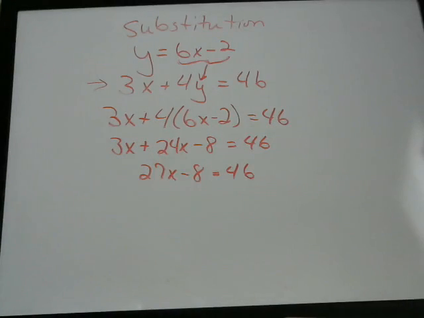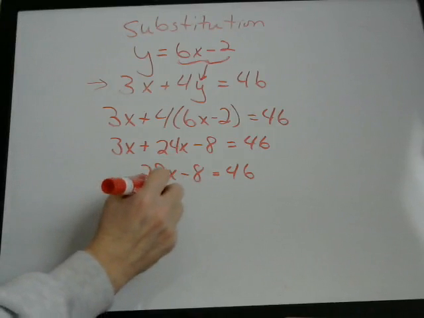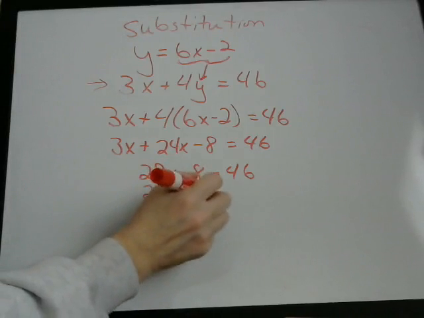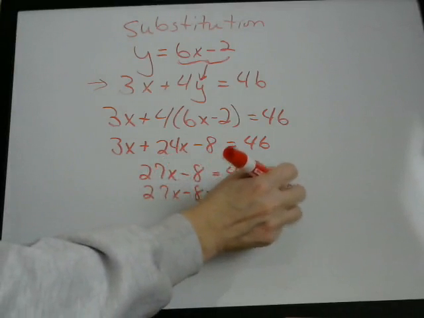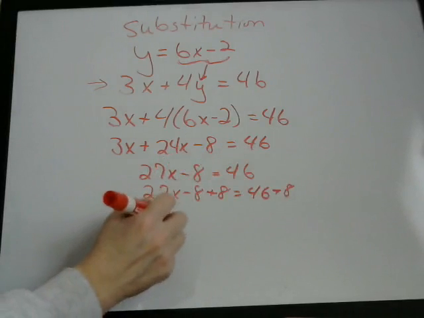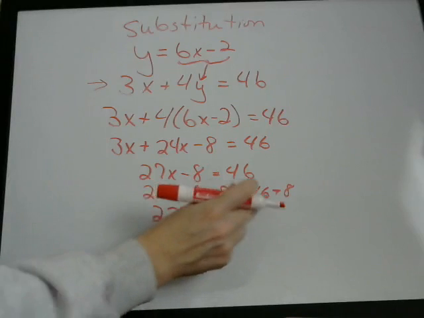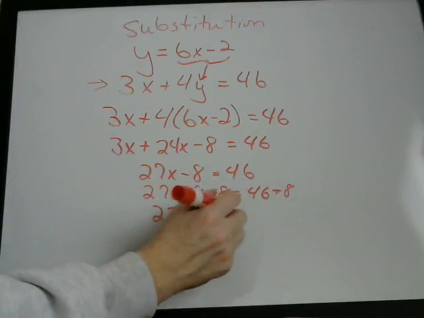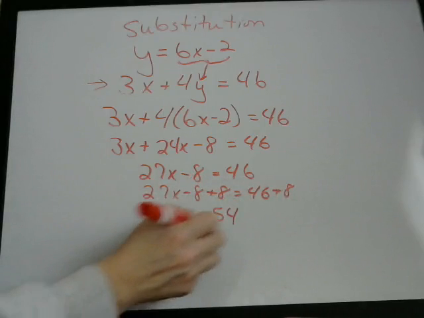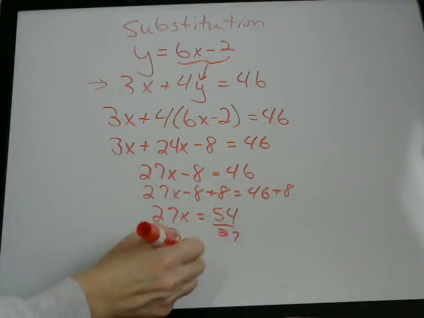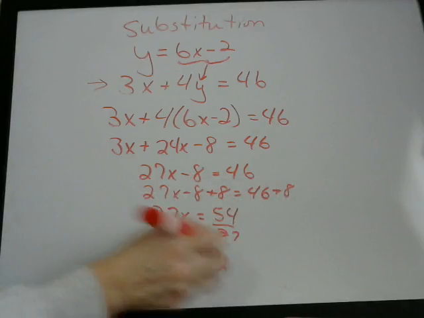Here's where you need to know how to do basic algebra equations. We need to solve for x. So how do we get rid of that 8? Since we minus 8, we're now going to add 8. If we add 8 to one side, we have to add 8 to the other side. So we have 27x equals 46 plus 8, which is 54. How do we get x by itself? We divide each side by 27, and we get x equals 2.